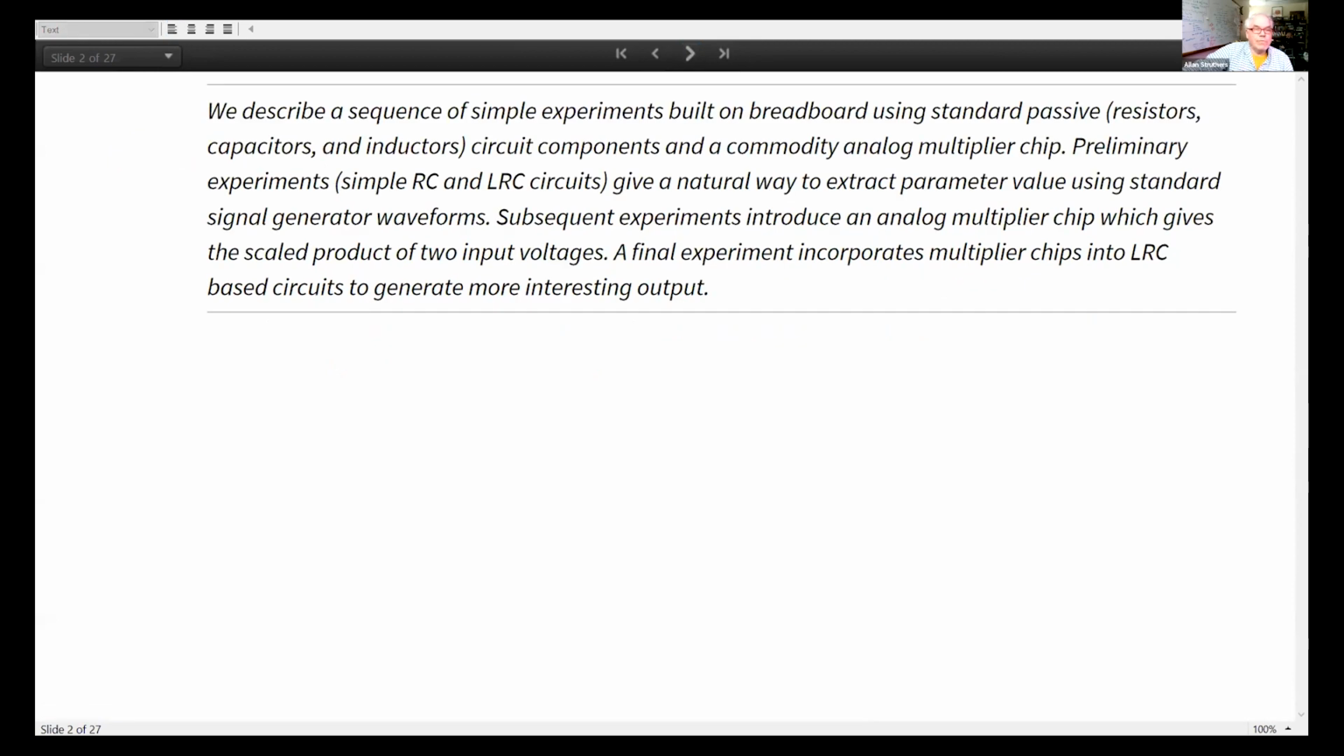So what we're going to describe is a sequence of fairly simple electronic circuits. The target is to get to a chaotic circuit.